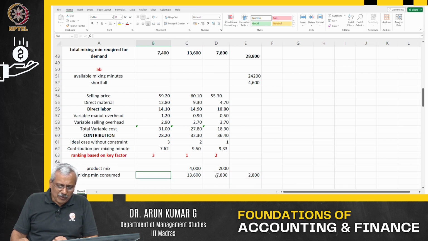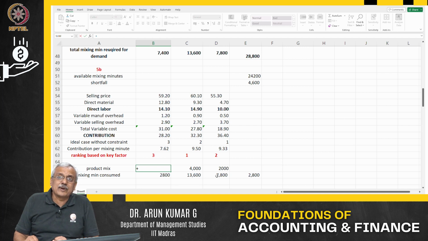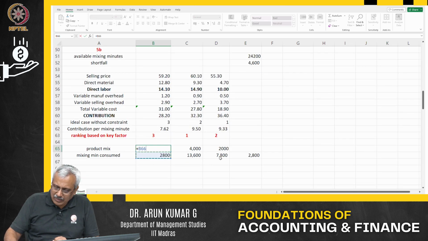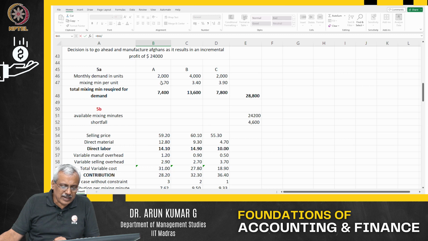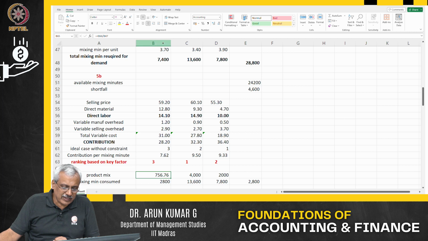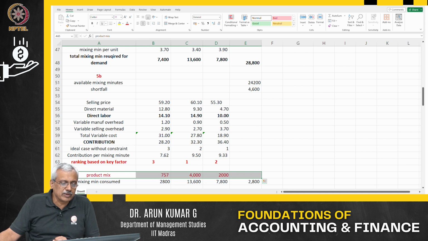What am I going to do? I am going to use these 2,800 mixing minutes for manufacturing product 3, that is product A in this particular case. How many units am I going to manufacture? This is the number of mixing minutes available, and each unit requires 3.7 mixing minutes. So, I am going to manufacture 756, or I will remove the decimal here and say I am going to manufacture 757 units of product A. This is going to be my product mix.